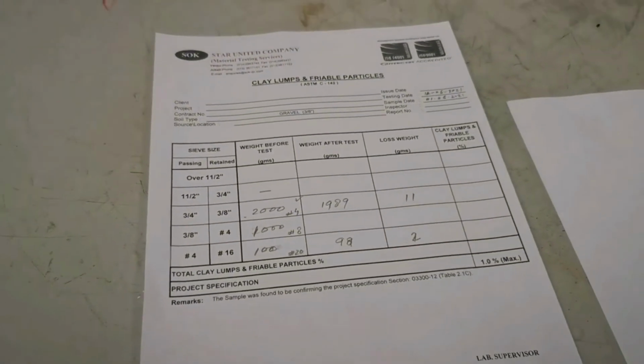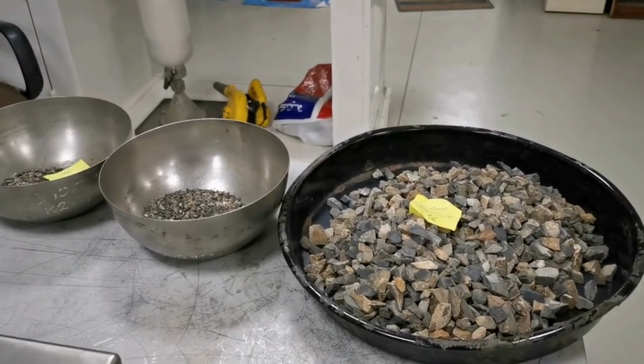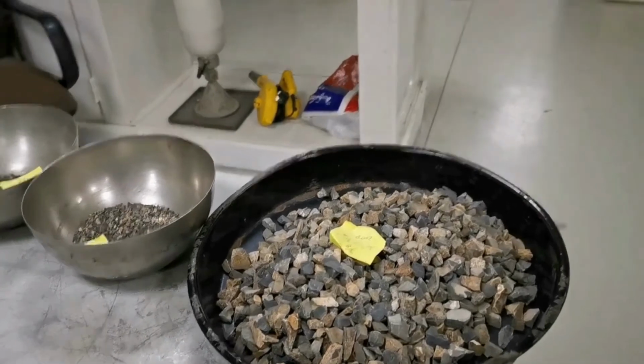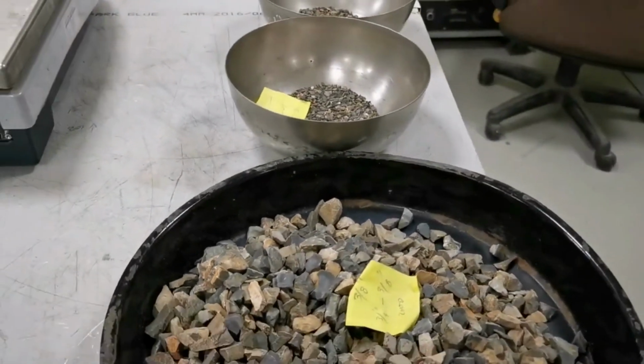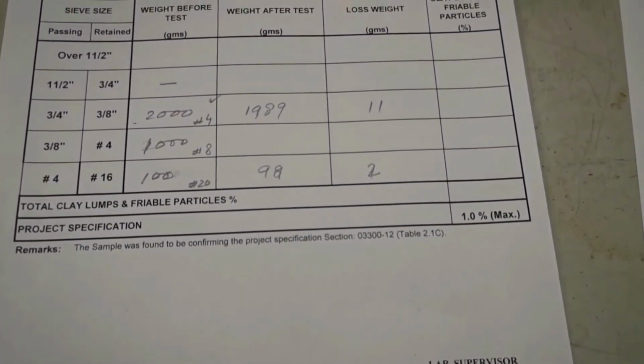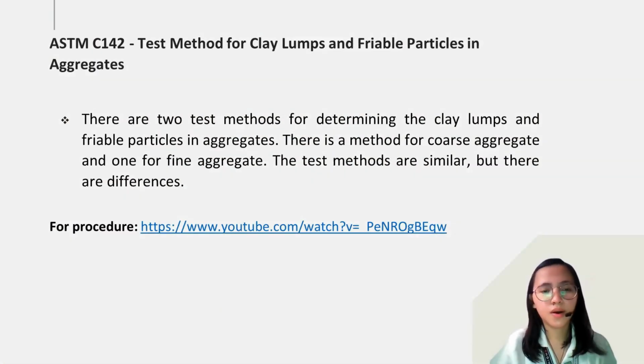तो ये हमारा क्ले लम्प्स का टेस्ट है। ये कंक्रीट में यूज़ होने वाला एग्रीगेट है। इसमें हमें सिर्फ मालूम करना होता है कि इसमें क्ले लम्प्स और फ्राइबल पार्टिकल्स कितने हैं। तो जो भी है इसकी रिक्वायरमेंट है इसकी अकॉर्डिंग टू स्पेसिफिकेशन 1% होनी चाहिए, 1% से ज़्यादा नहीं होना चाहिए। So that's all my part.